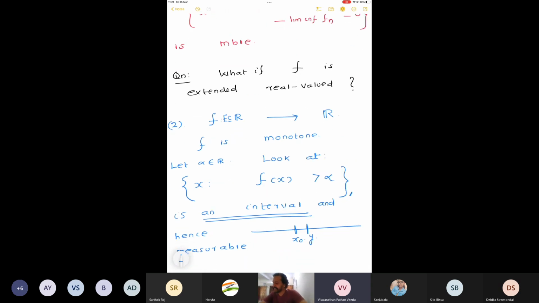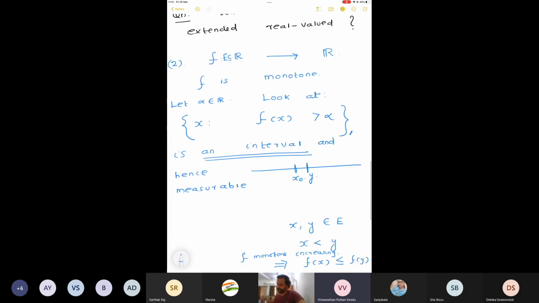But question is, can we see that the collection of all x for which f of x greater than alpha is an interval, even if E is not an interval? Can I see it? I'm not claiming I can. Okay. Is it true or not? What do you think? No. Do you have an example?